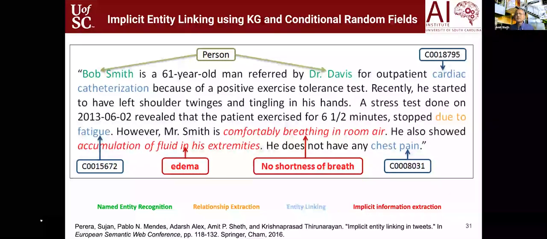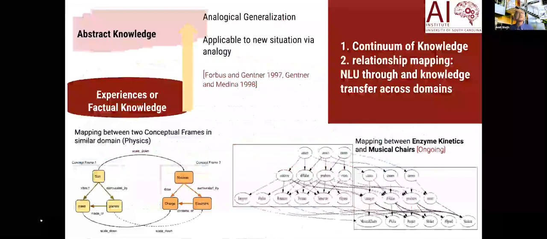The other important thing is that in the corpus we studied, between 20 and 40% of all the entities were actually implicit entities. And interestingly, most of the literature just ignores this implicit entity. They only work on computing explicit entities.